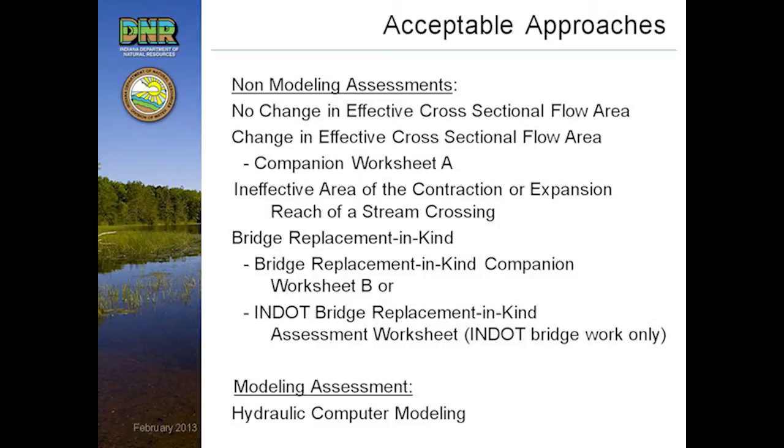The non-modeling approaches include no change in the effective cross-sectional flow area, change in the effective cross-sectional flow area, ineffective area of the contraction or expansion reach of the stream crossing, and bridge replacement in kind. If your project does not fall into one of the non-modeling assessment methods, then hydraulic computer modeling would be necessary to evaluate the project. The department believes that almost all projects will fall within one of these 5 options. However, if you ever have a question, you can always contact our office or set up a meeting to discuss things further.